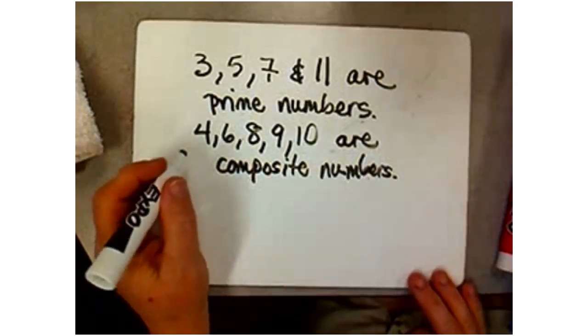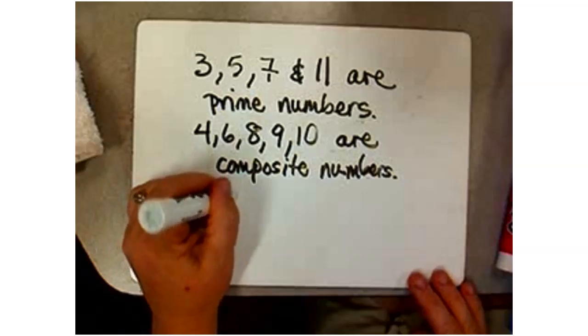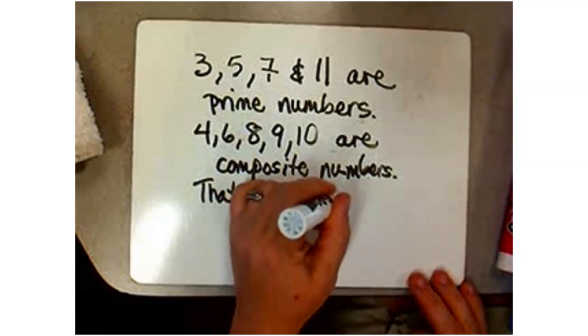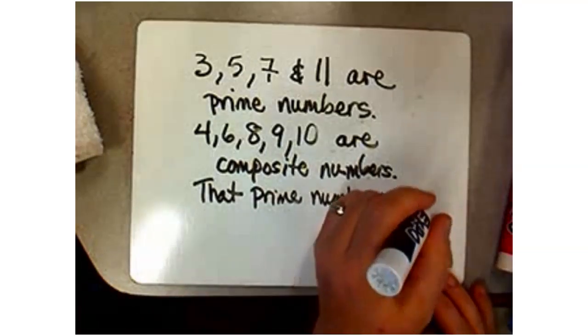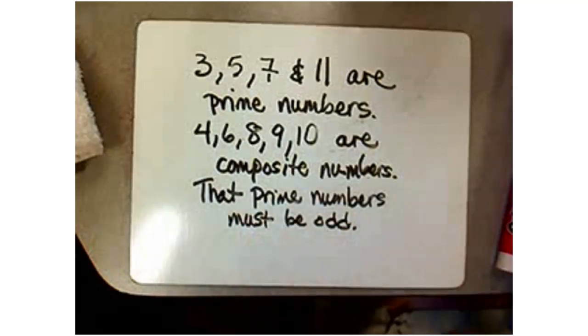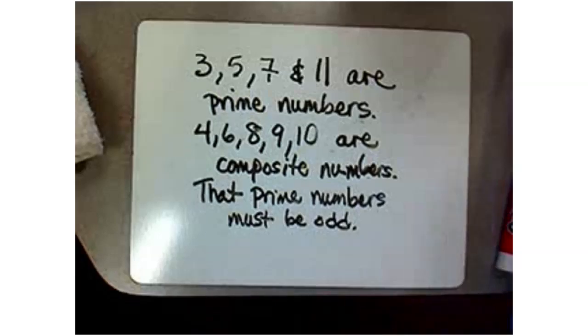Tiana makes the conjecture that prime numbers must be odd, based upon that pattern she looked at. Prime numbers must be odd. Which statement is true? A, this is an example of inductive reasoning, and the conjecture is valid. B, this is an example of inductive reasoning, and the conjecture is not valid. C, this is an example of deductive reasoning, and the conjecture is valid. D, this is an example of deductive reasoning, and the conjecture is not valid.